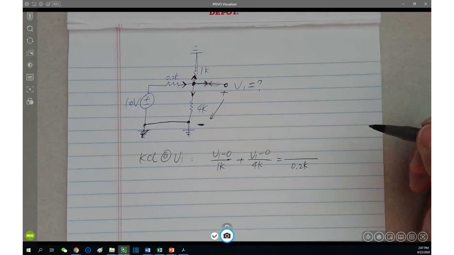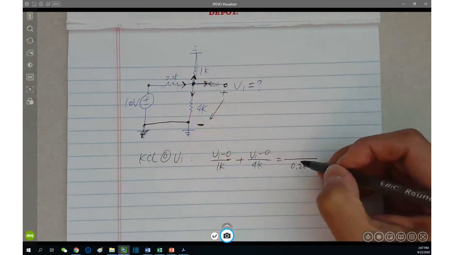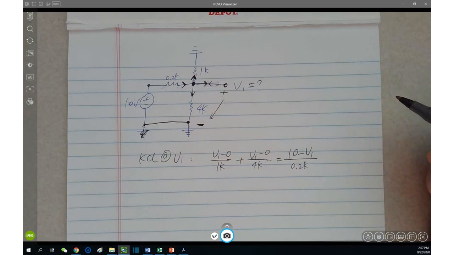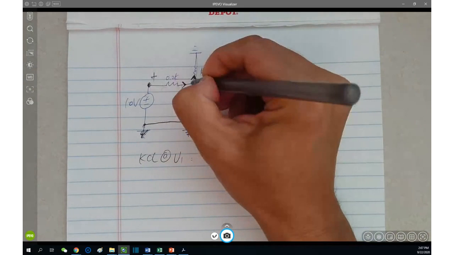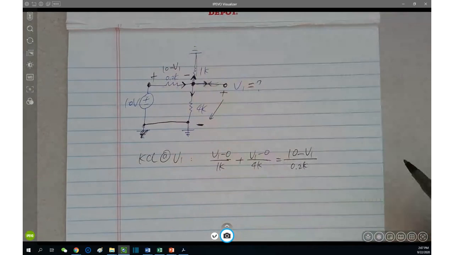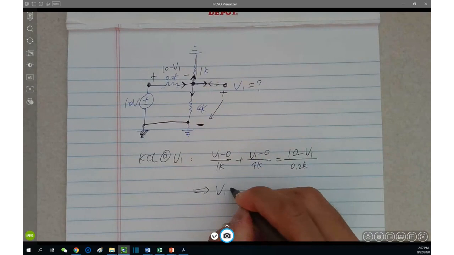It's absolutely not 10 volts. Absolutely not. 10 volts is here. It is supposed to be what? 10 minus V1. Okay. From 10, which is here, minus V1, which is here. 10 minus V1. Right? So one equation, one unknown, we get V1.